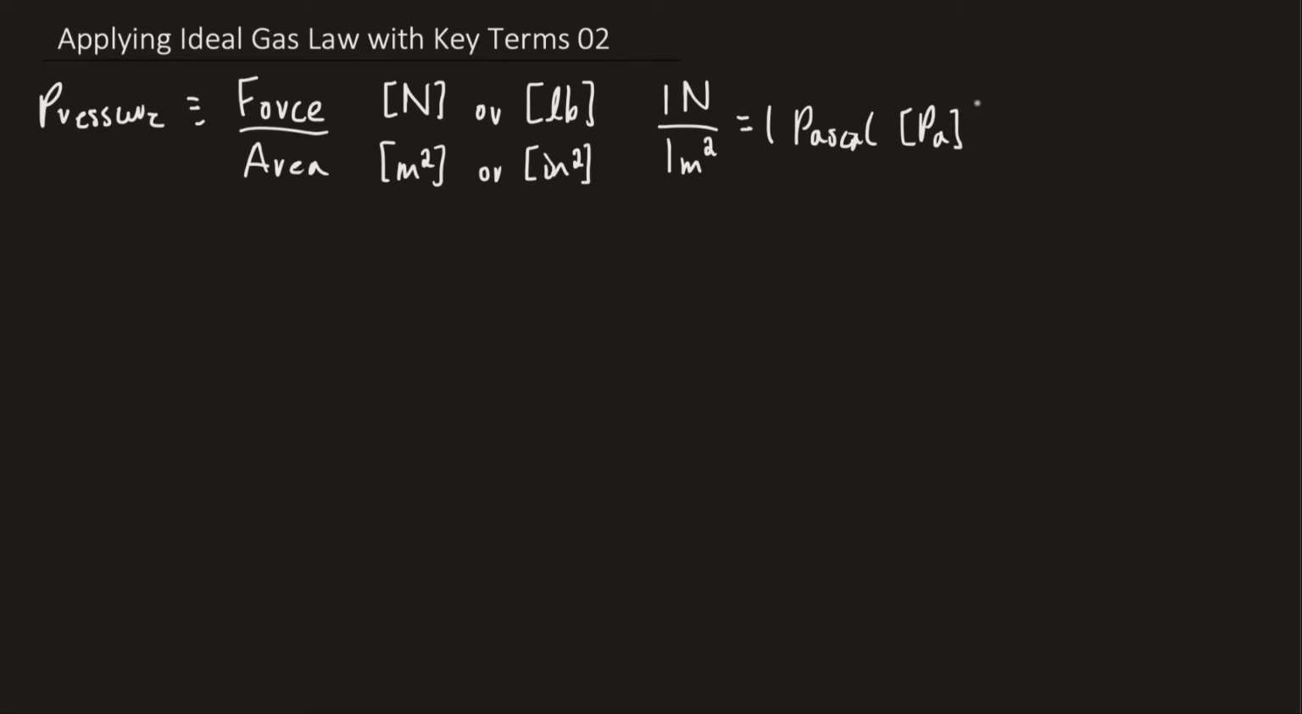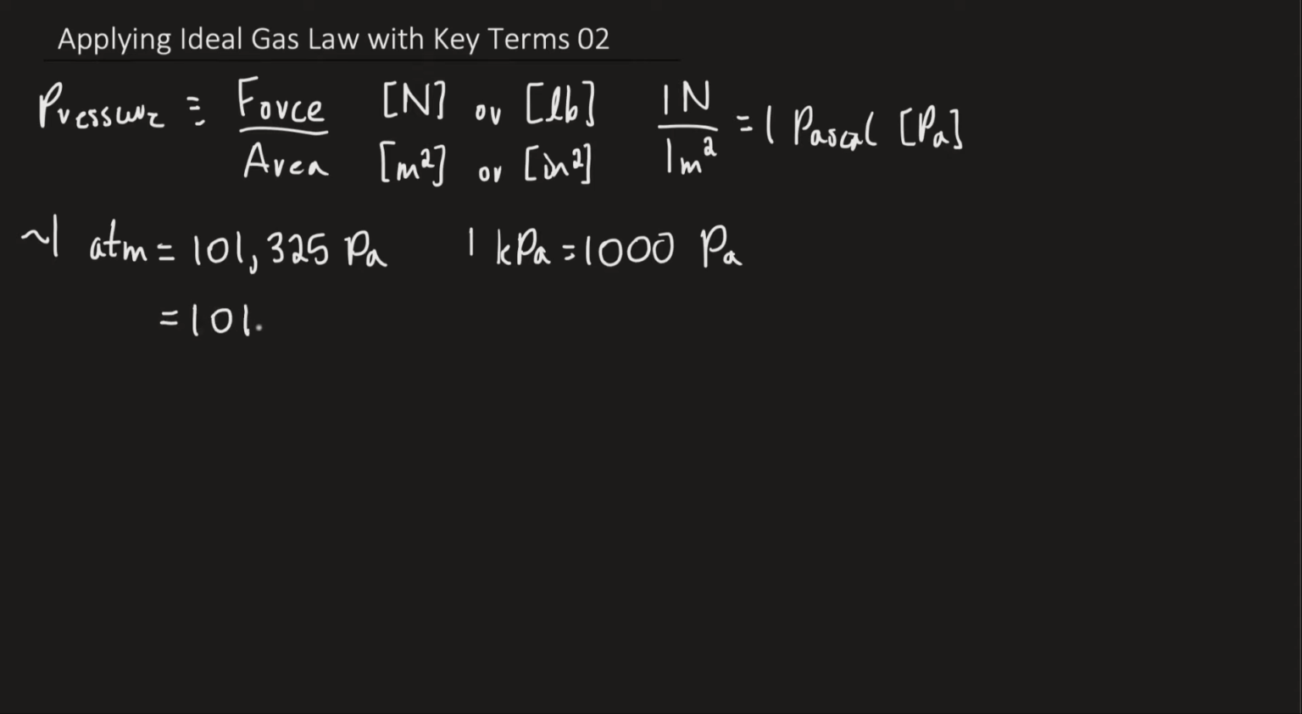And on Earth, the pressure is around 1 atmosphere, or 1 atm. And 1 atm is equal to around 101,325 pascals. And because it's such a large number, we'll make it easier on ourselves and express this in kilopascals. So 1 kilopascal is equal to 1,000 pascals, similar to how 1 kilometer is equal to 1,000 meters. So this 1 atmosphere is equal to around 101.3 kilopascals.